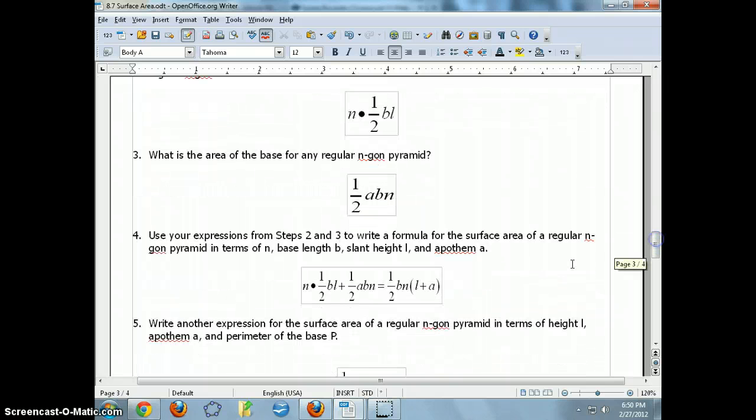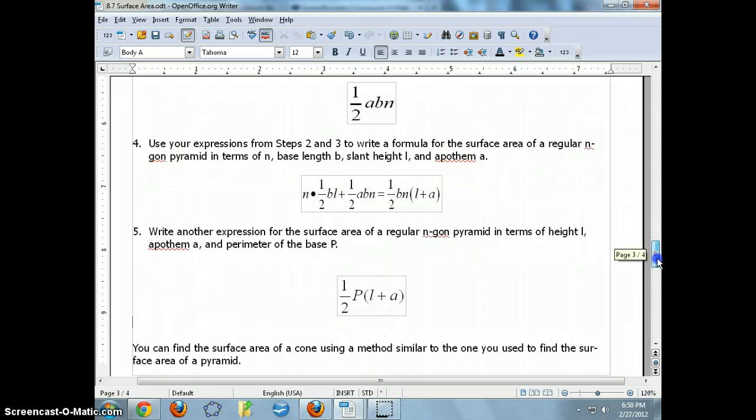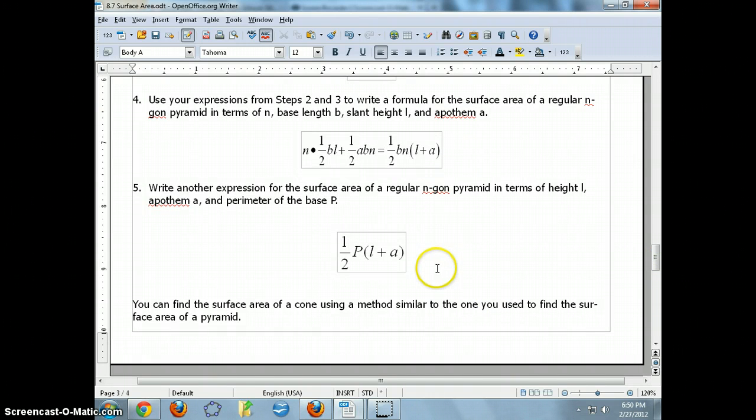For step 5, we can simplify that a little bit more because we know that B times N is the same thing as the perimeter. So we can substitute in P for the perimeter to get an even simpler formula. That's 1/2 times the perimeter times the quantity L plus A. We'll get some practice with this in just a moment.